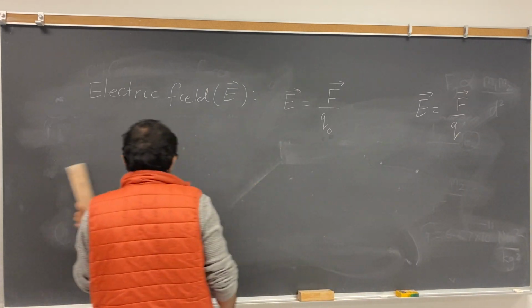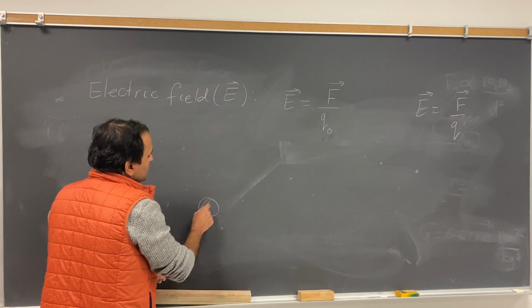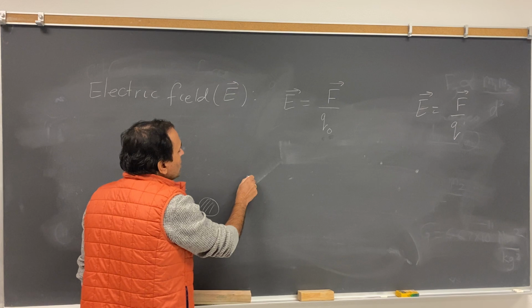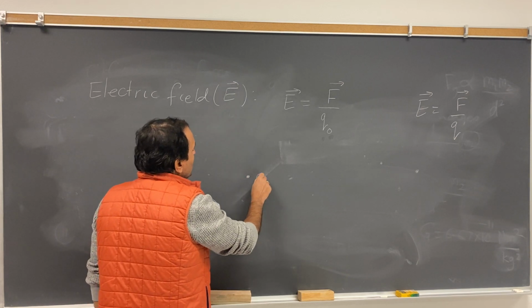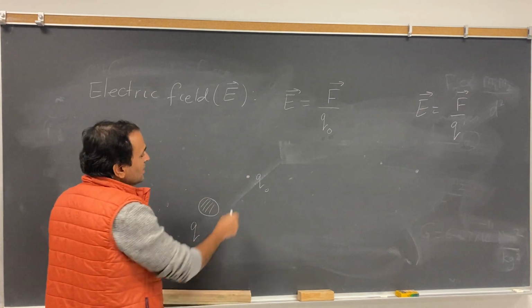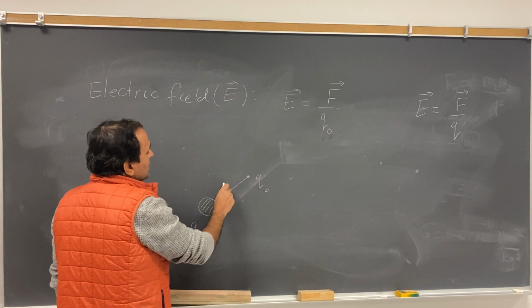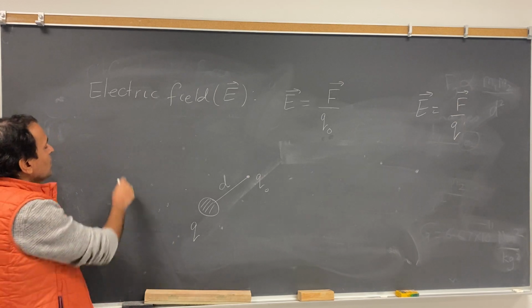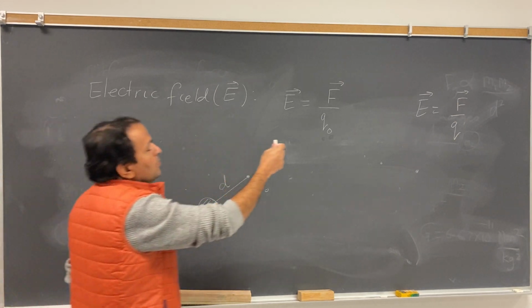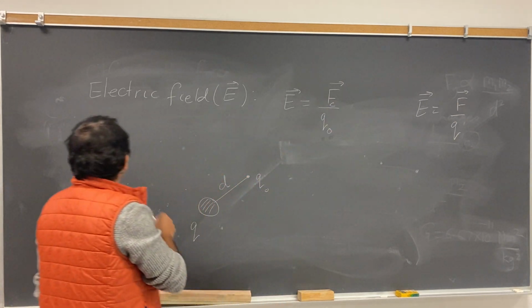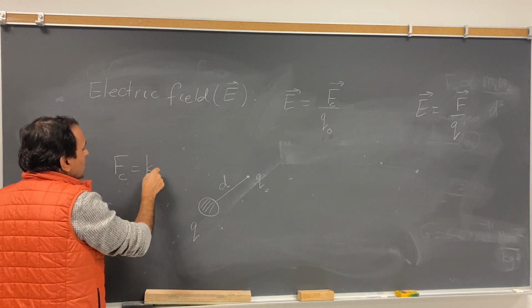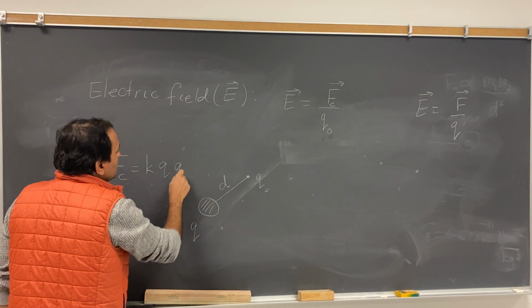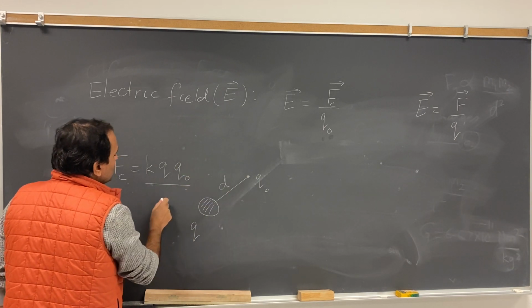Now look at this. Let us suppose this is your source charge, let me call this Q. And you take another very small charge, that is how we define the test charge. Here you have Q0, the test charge, and the distance between them is, let's say, D. You can use Coulomb's formula. This is your Coulomb force, F of C. You know F of C is K, Q1 is Q, Q2 is Q0, and the distance between them is D square.